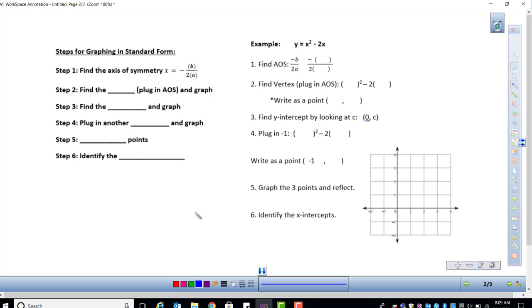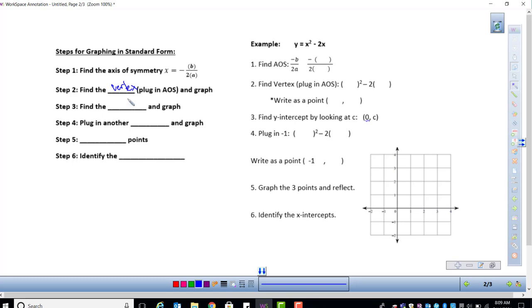Okay, now we're going to look at how to graph in standard form. So notice the first couple steps are finding the same stuff we did before. That's important. Find the axis of symmetry, negative b over 2a. Find the vertex. That's what we've already done by plugging in the axis of symmetry, and then we graph our vertex. This is all new.